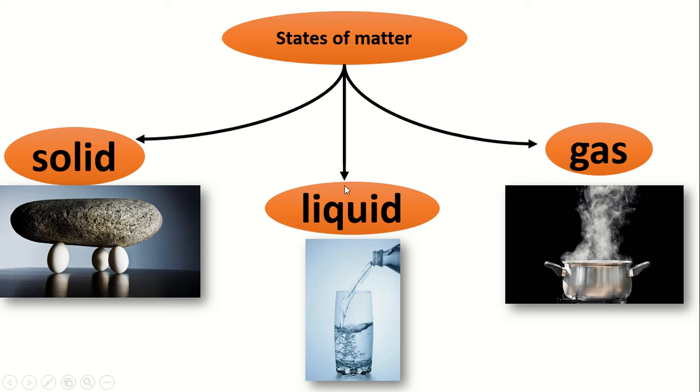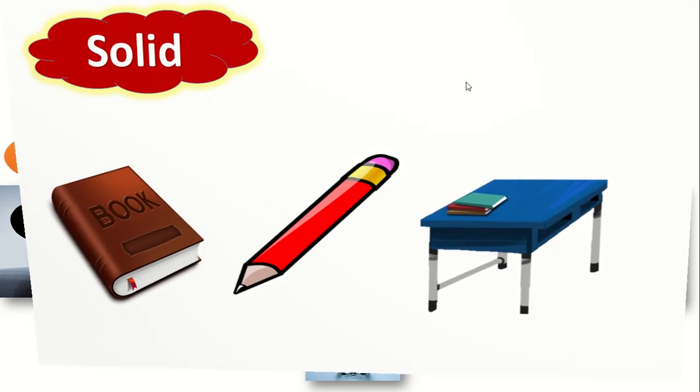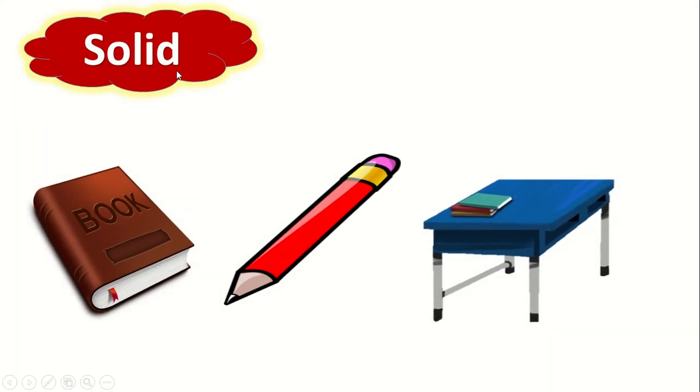Solid, liquid and gas. Again, what are the states of matter? Solid, liquid and gas. Let's start with solid. We said that solid means strong or hard. Like what? The book is solid.